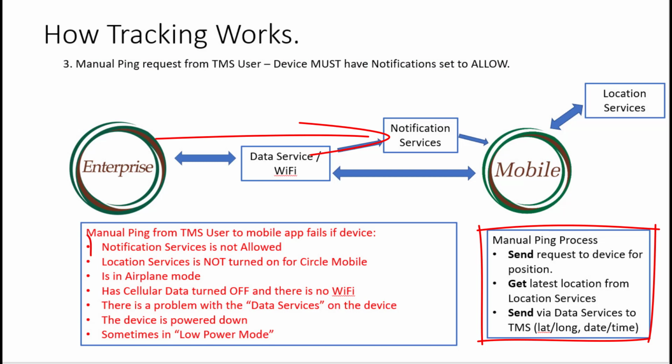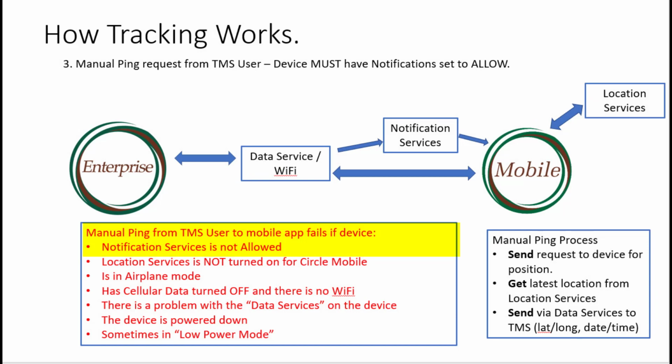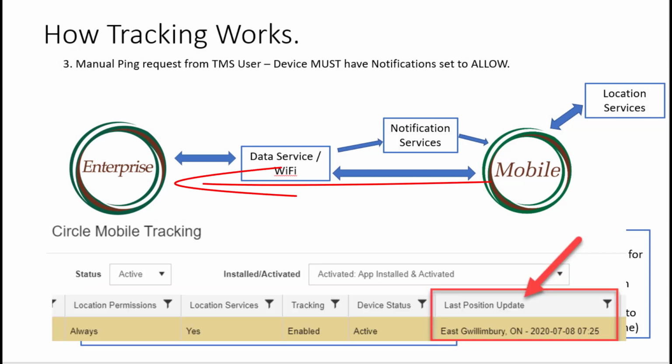As long as notification services is properly configured on the Circle Mobile app, Circle Mobile will call the location services on the device to get the current position of the device and then send the information via data services back to the TMS. This will fail if notification services is not allowed for Circle Mobile, plus all the other reasons from the previous slide. If everything is set up properly, the data is transferred back to the TMS and the position is updated on the TMS system.